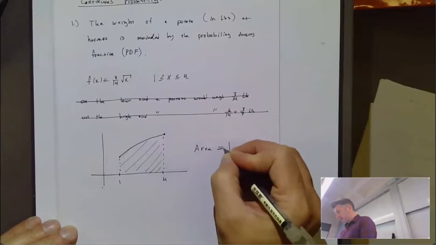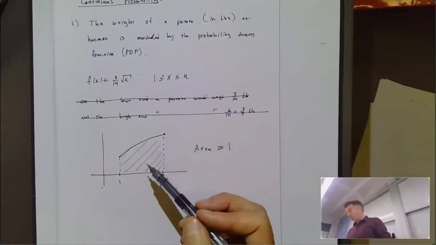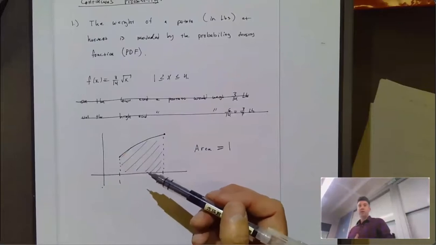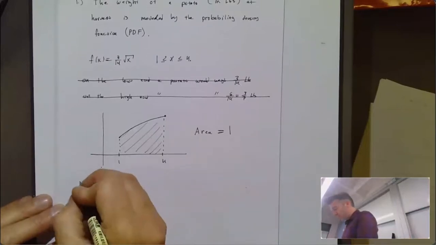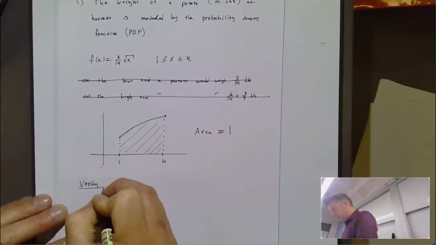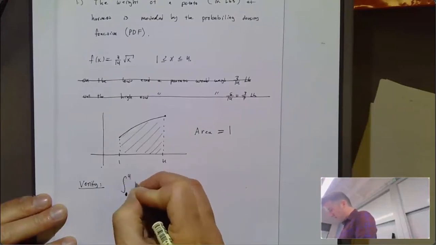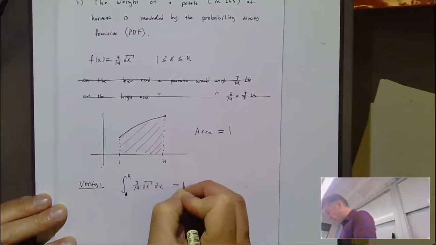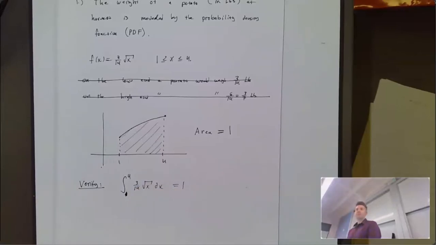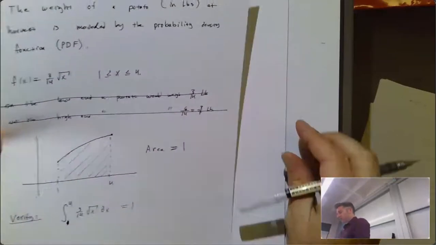The first thing to note here is that the area under the curve better equal 1. Just like with discrete random variables where all the probabilities add up to 1, for a continuous random variable, all the probabilities have to add up to 1. We can check this. It's verifiable. I'm going to let you all do this later if you want: verify that the area from 1 to 4 of 3/14 times the square root of x dx is indeed equal to 1. But I'm going to let you do that on your own. We're going to answer a different question.